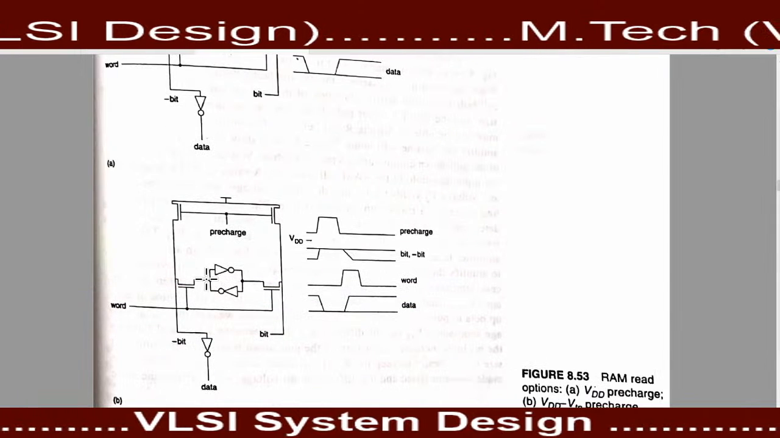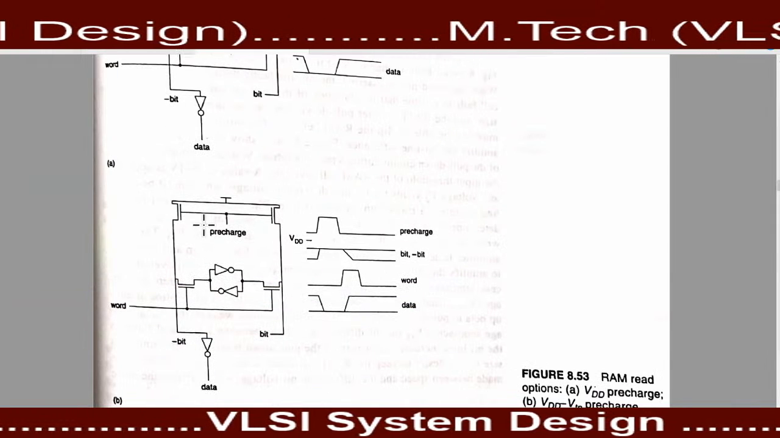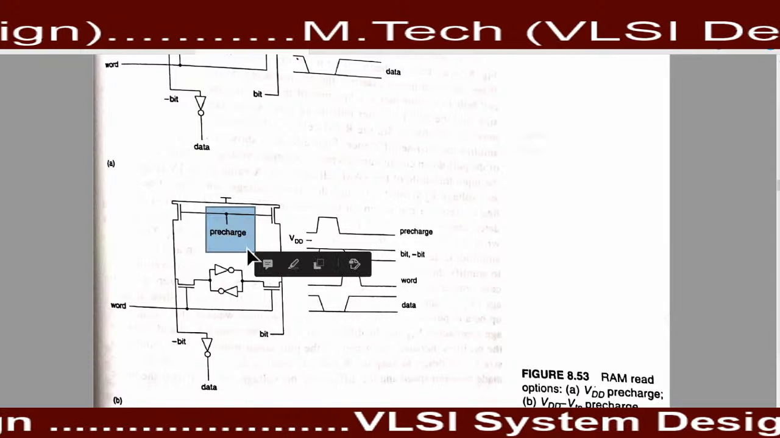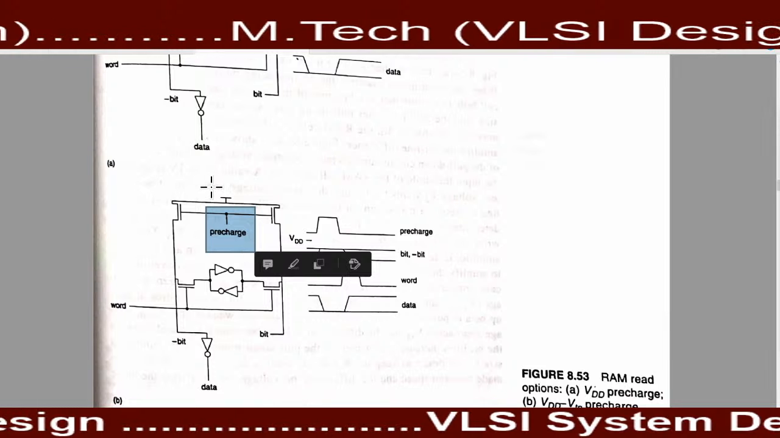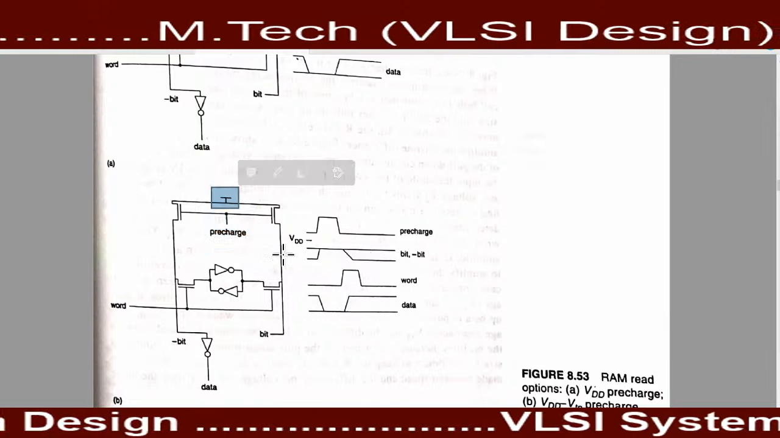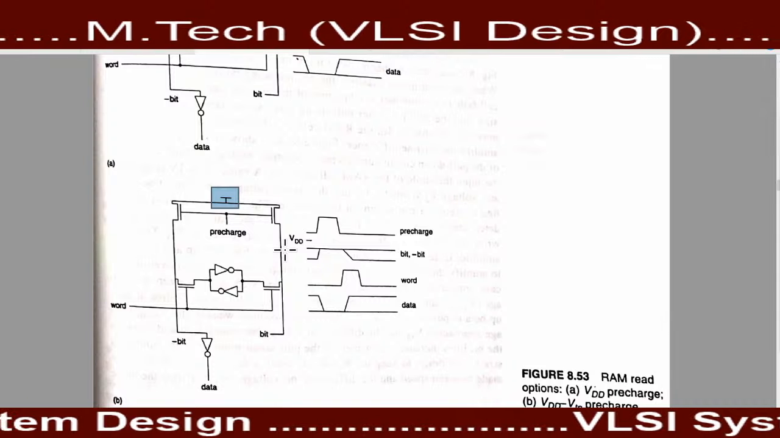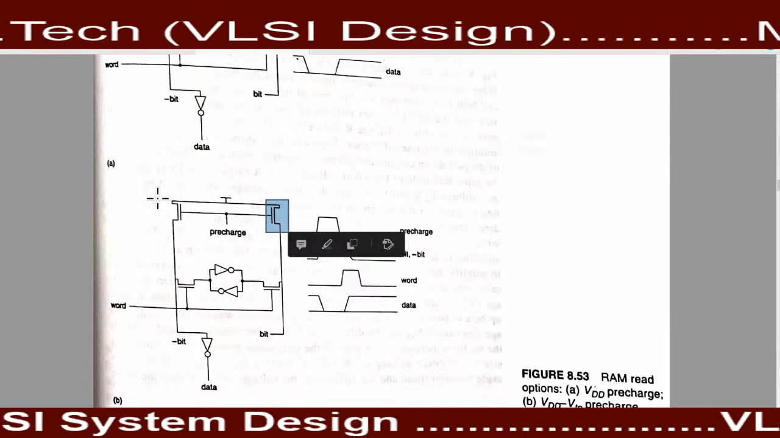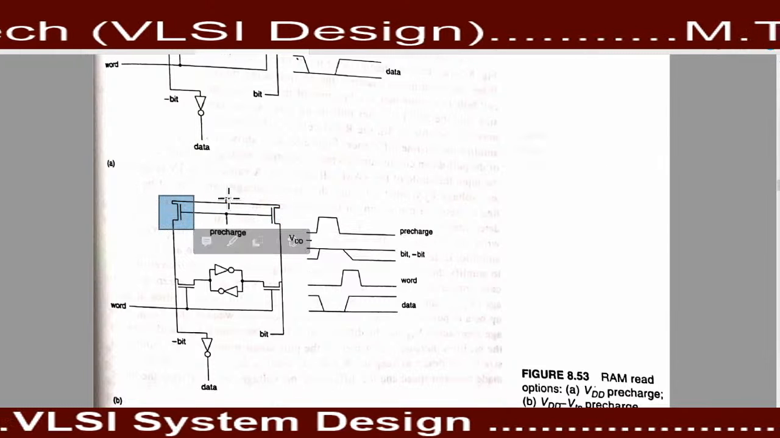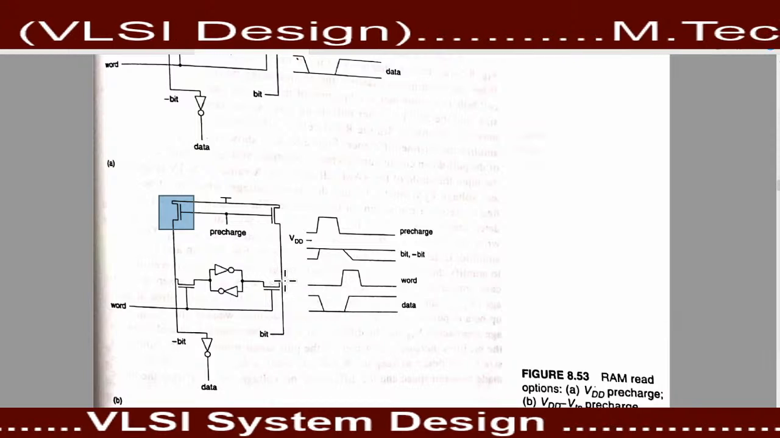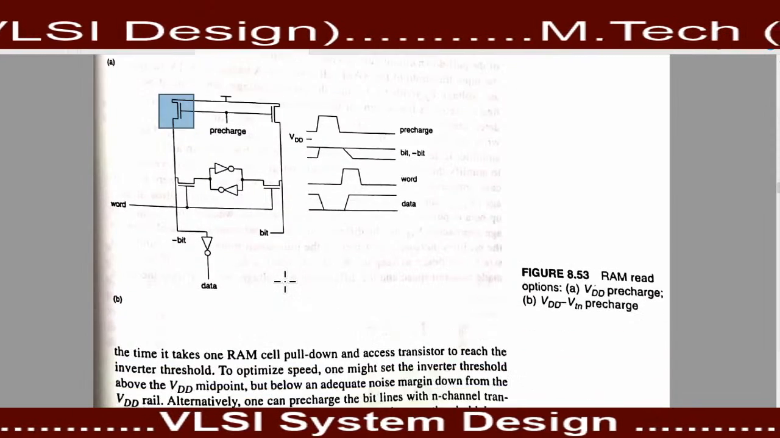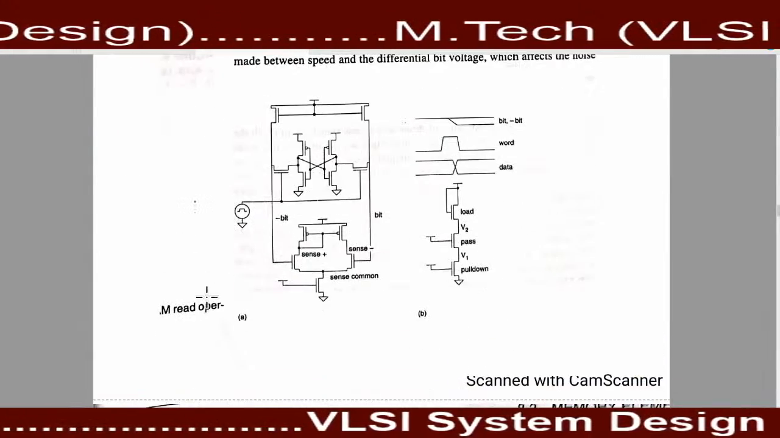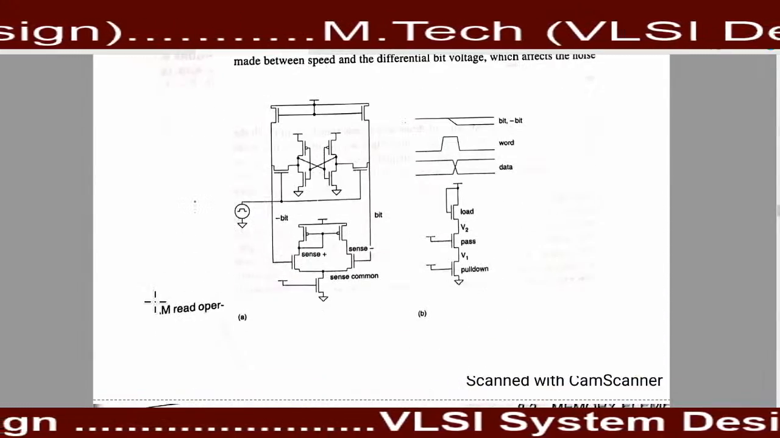The same circuit is presented here. Always remember that to read the data, first you need to provide the pre-charge signal. When we provide the pre-charge signal, this transistor will operate, and the VDD voltage will be present at this end. So this is all about the reading operation of this SRAM cell.